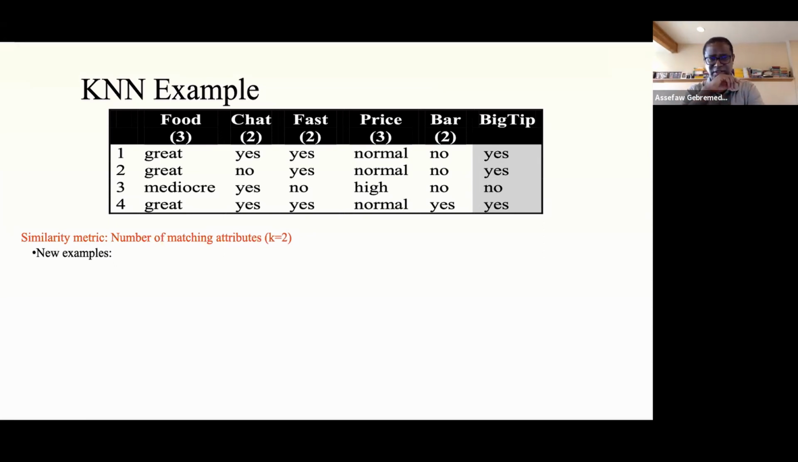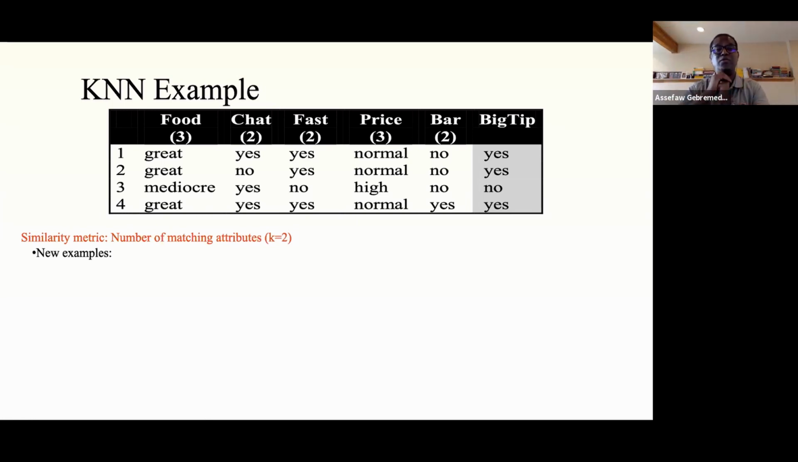If you see the third customer, they thought the food was mediocre. They thought the chat was, I don't know what that actually means. I pulled this one from someplace I saw. The service was not fast, and so they didn't give a big tip. Now, this is the data you have.